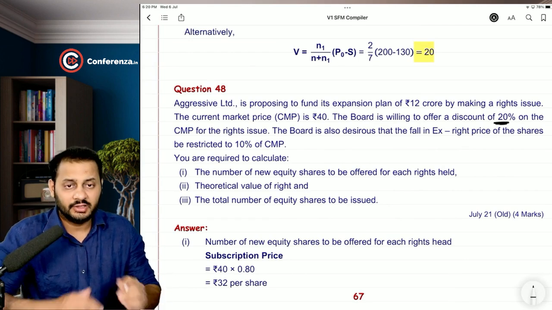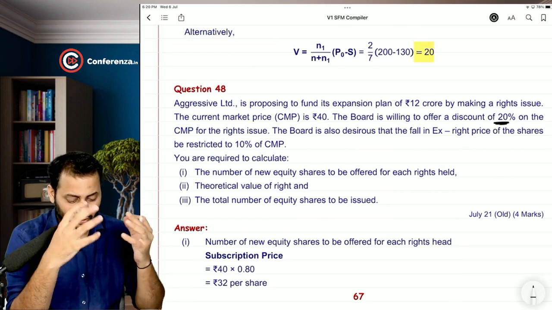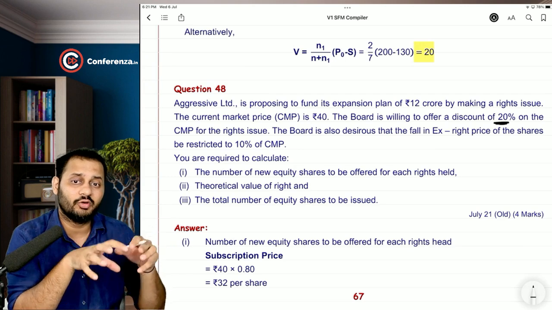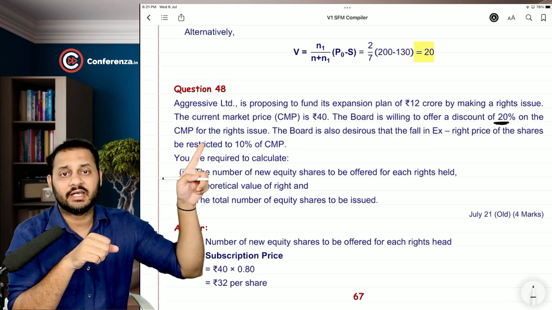The current market price of the share is 40 and the board is willing to offer a discount of 20% on the current market price for the rights issue. So what will be the price after the 20% discount? It will be called the subscription price, at which the rights can be purchased.